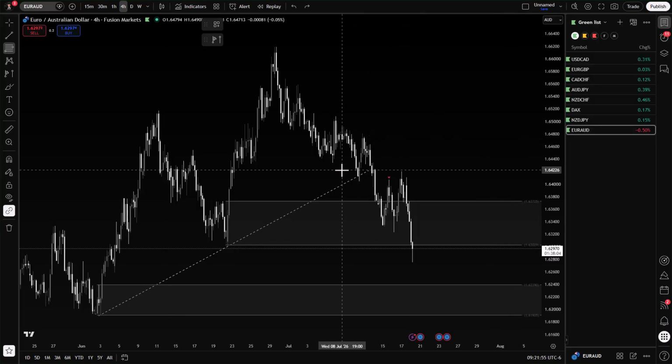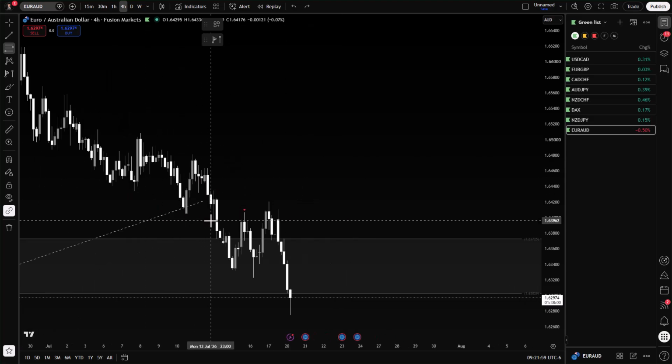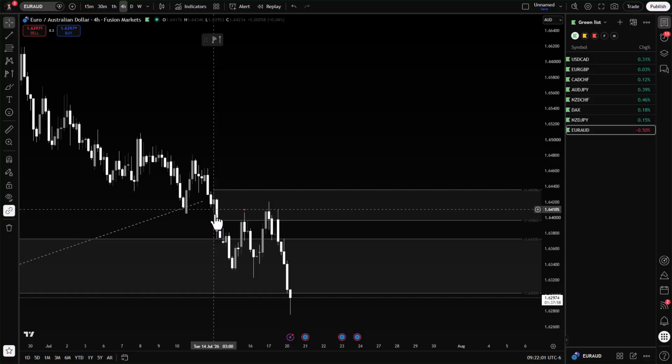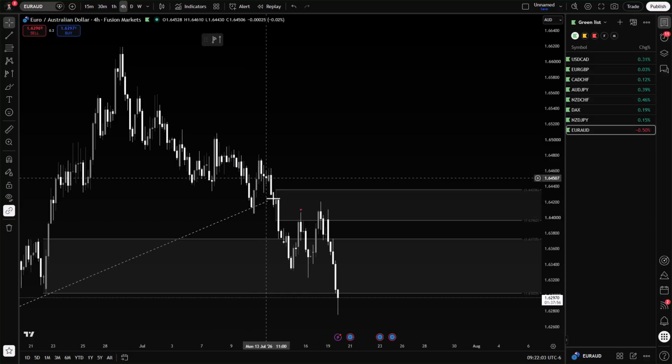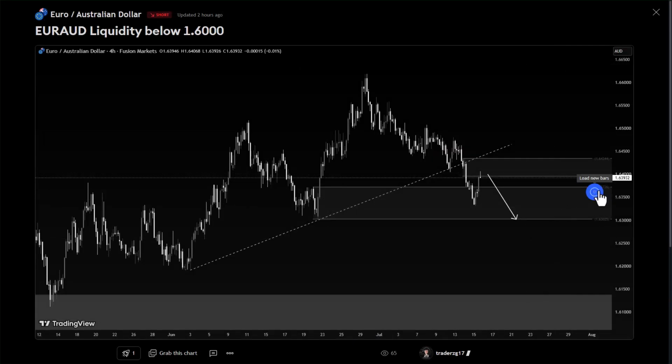So this is the entry. That's the reason for the entry. I have this supply level here. See the strong departure, very strong candle. Then price reverses. And let me repeat it again.